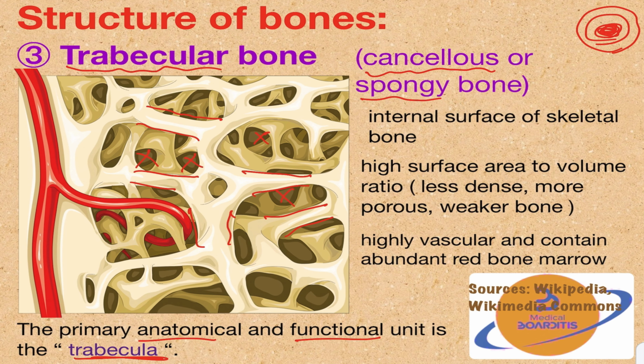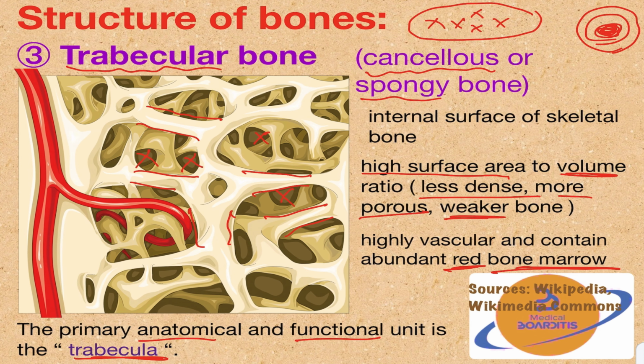All these pores are going to be occupied by the red bone marrow. We have two types of bone marrow. We have the red bone marrow, the more active one that produces blood cells, and the more inert or inactive bone marrow, which is the yellow bone marrow, mainly located in the hollow surface or inside of the long bones. There is a high surface area compared to the volume. So there is a big surface area in these bones and the volume is less. And that's why it's less dense, more porous and weaker bone.